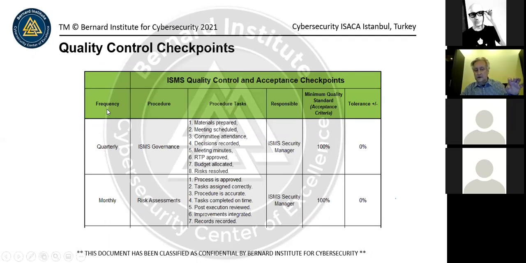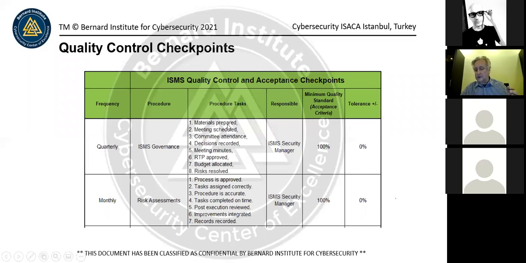So you can decide on the frequency that you're going to review it from a quality management perspective: quarterly, monthly, weekly, whatever. You can talk about the procedure that's involved in order to prove that the process is working. And then you can define what the steps in the process are where you might find some evidence that, for instance, governance has been working.